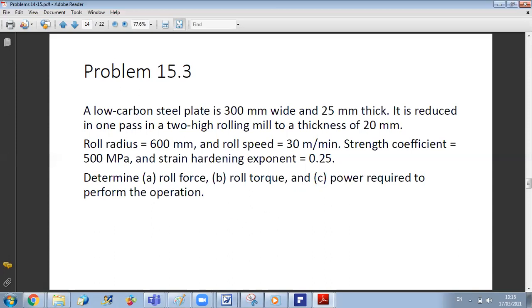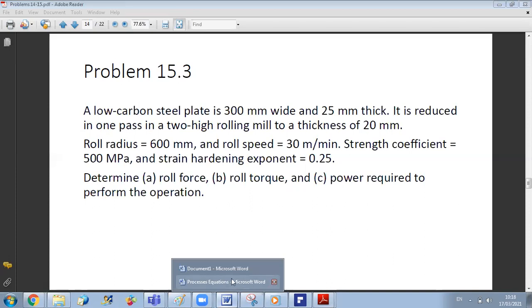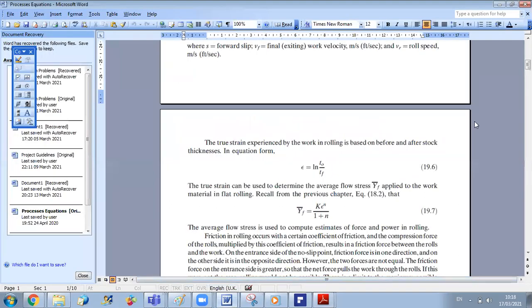So in this problem, I will remind you of the formulas that should be used. So here we want to calculate forces, torques, and power developed. So first, in the rolling operation, I can calculate the true strain. So it's like a squeezing or compression operation. So I do ln T initial over T final. This is the absolute value of epsilon. From this value, I can get the average flow stress, knowing the strength coefficient K and exponent n.